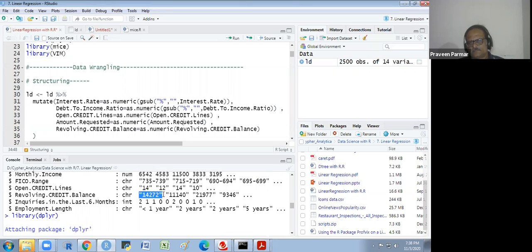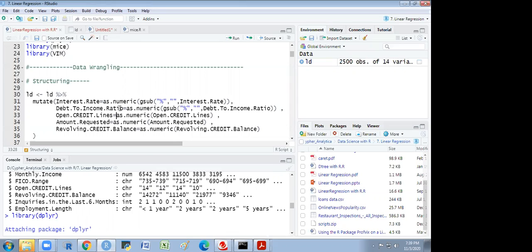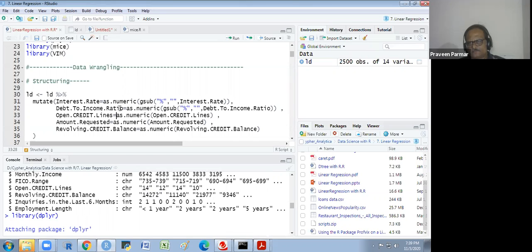Sir, what is open credit lines? Open credit lines means suppose I have 5 credit cards and one car loan, one home loan. So 7 credit lines I have. Five, six, seven credit lines if I have, that is the number of loans of different kinds. That is the open credit lines. Got it?